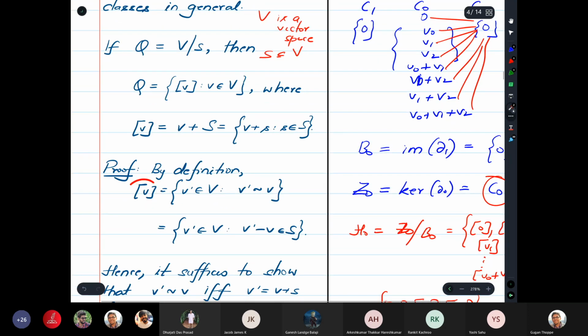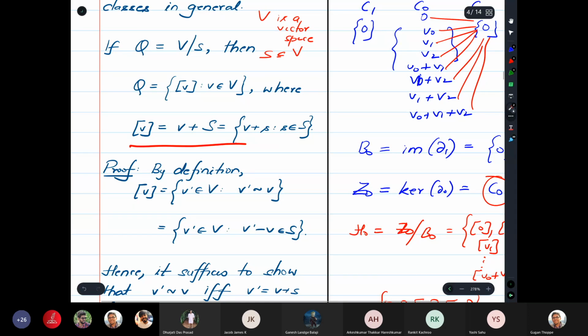This is the collection of all V prime in V such that V prime is equivalent to V. Equivalently, this is the collection of all little v prime in capital V such that V prime minus V lies in S. Okay, so this is the way we define the equivalence class. And this claim says that the equivalence class can equivalently be represented in the following way, right?